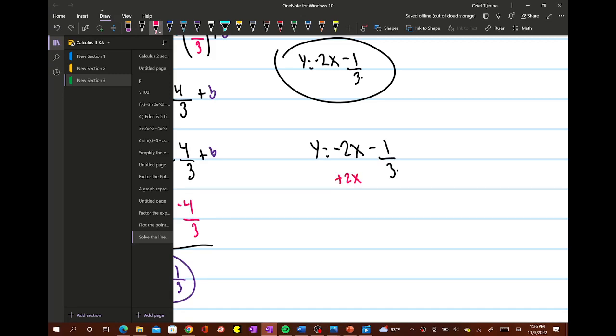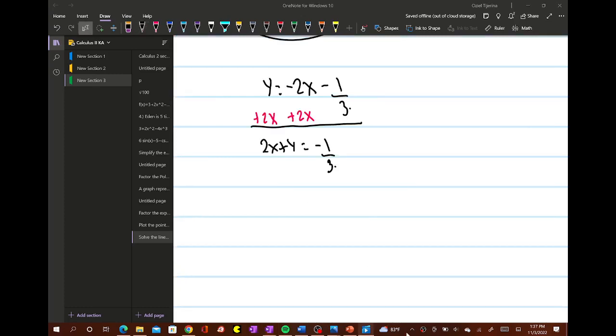So you're gonna do plus 2x here. Okay, so 2x plus y equals negative 1/3. Now, we cannot have a fraction on the other side, okay? So basically, we can't have another fraction on the other side, so we have to get rid of that fraction, okay?